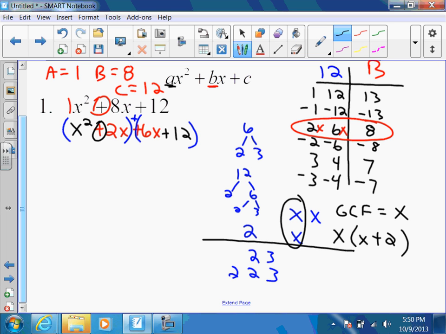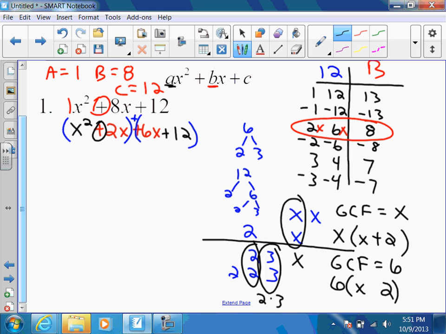Let's look at the bottom two rows. What's in common? 2, a 3, and an x. So I have 2 and a 3. What do I do with the 2 and the 3? Multiply. So my GCF would be 2 times 3 or 6. Where does my GCF go? Outside. What's left in the top row? X. What's left in the bottom row? 2. What goes in the middle? Well, before the 12, we had a plus, so we bring down the plus sign. Now let's put this all back together.